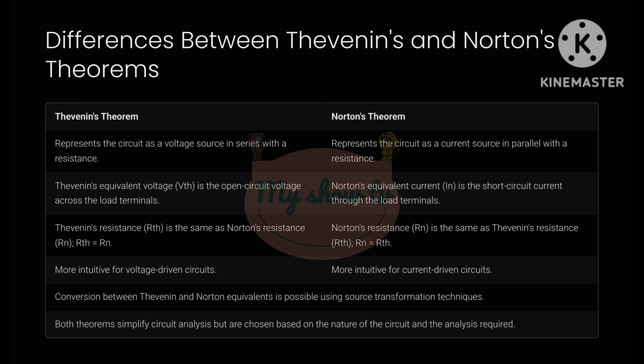5. Thevenin resistance RTh is the same as Norton resistance Rn. 6. Thevenin's form is used when voltage is the main driver. 7. Norton's form is used when current is the main driver. 8. Both are equivalent and can be converted into each other. VTh equals IN multiplied by Rn.